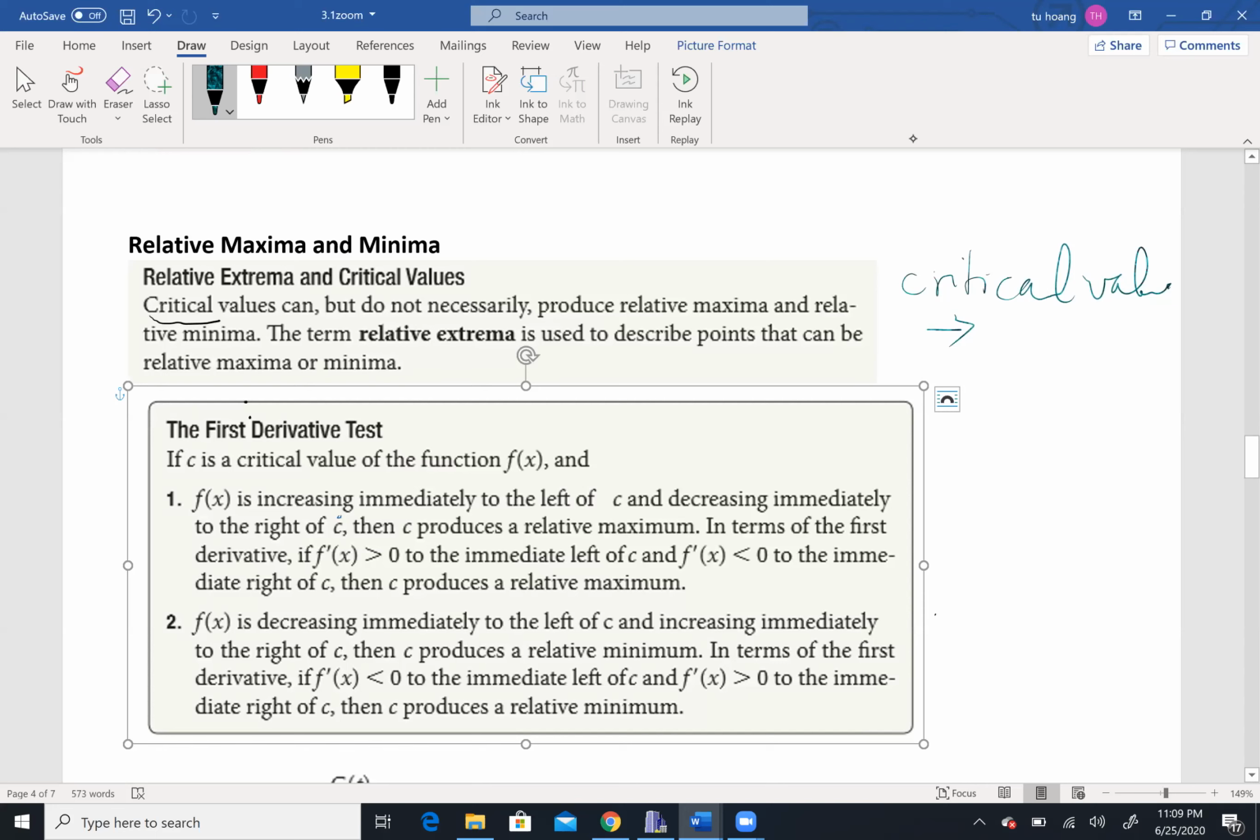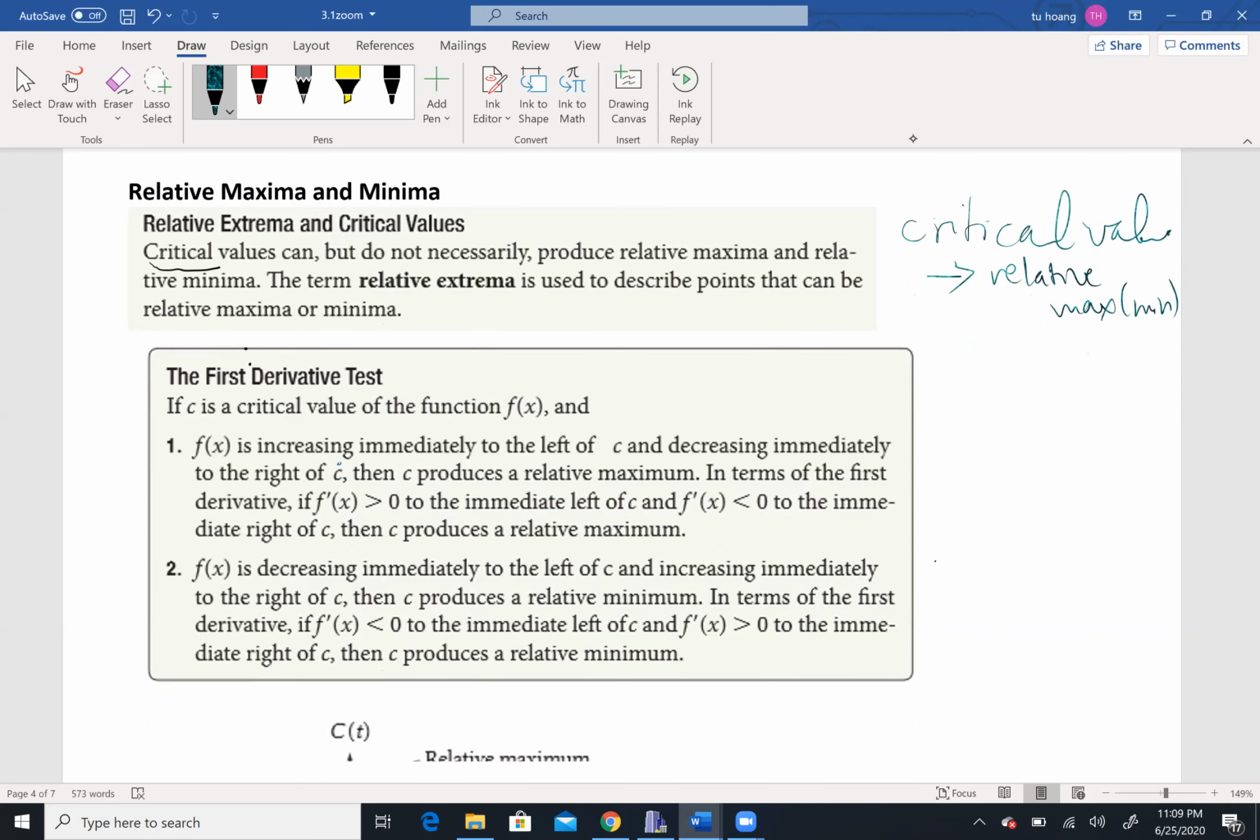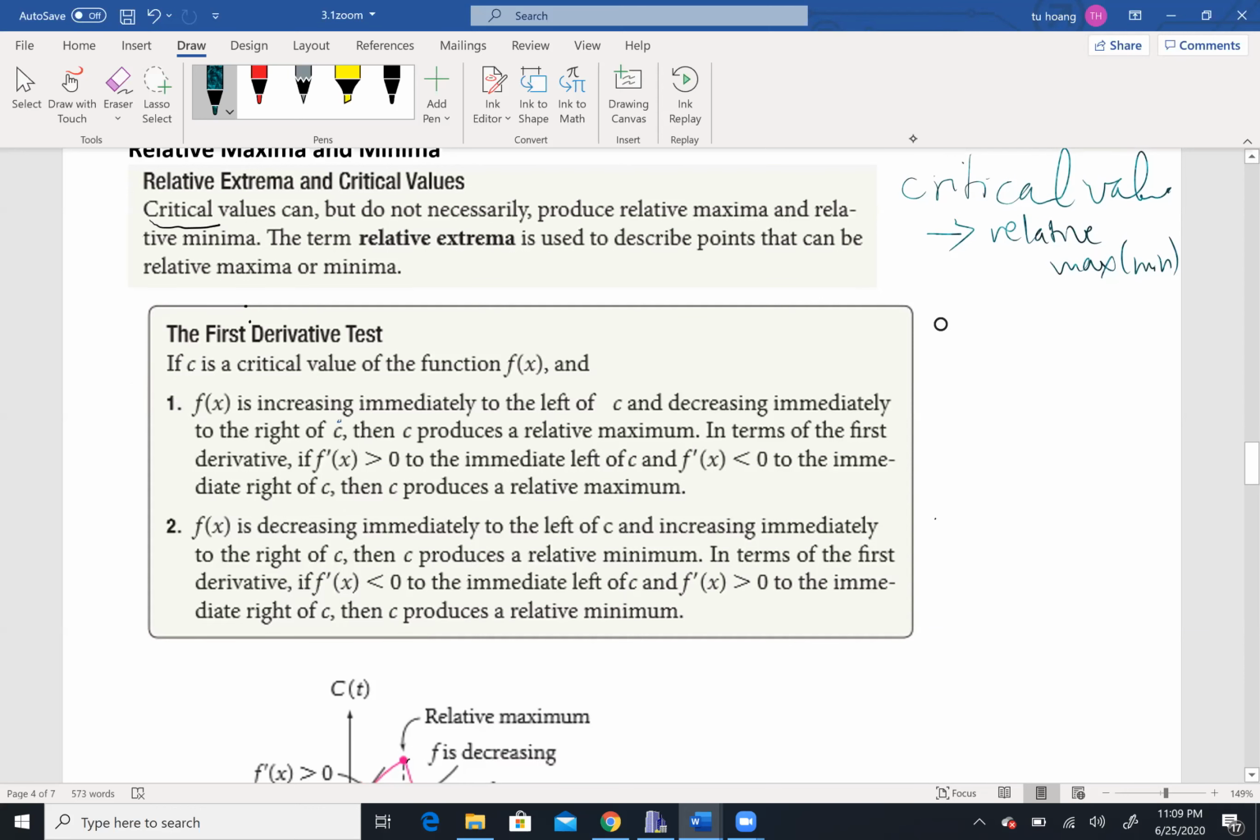The term relative extrema is used to describe a point that can be a relative maxima or minima. Okay, so we're going to talk about the first derivative test.